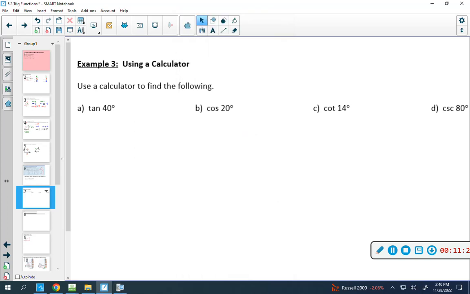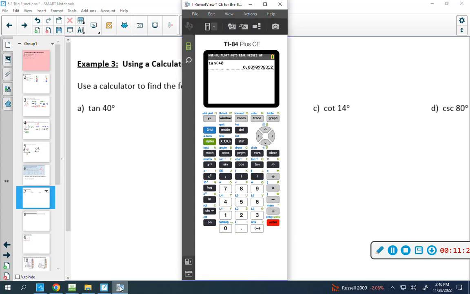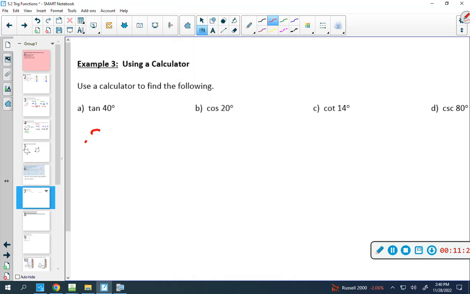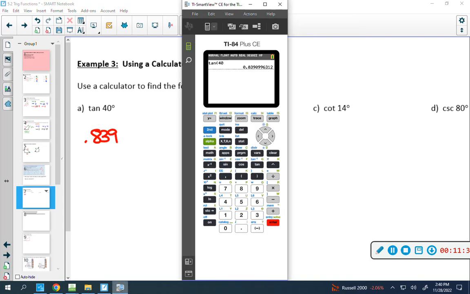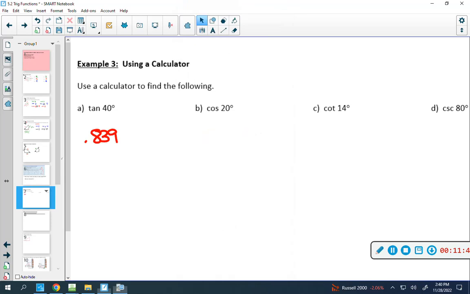Does it say what to round to? No? Okay, so I'm just going to make something else. Let's go 3. I'm going to put 0.839 for that. Cos of 20. Nothing magical there. Cos of 20. Let's round to 0.940.